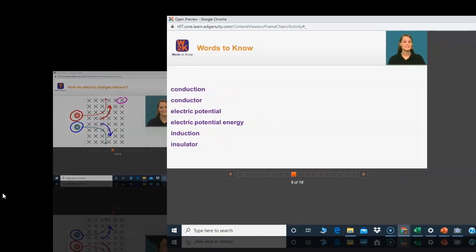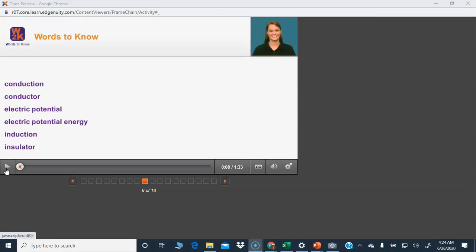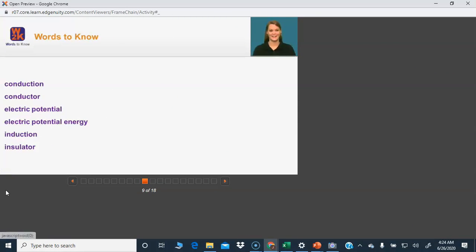Be sure to type these 6 important science vocabulary words into your e-notes and check your glossary for definitions. Stay on the lookout for these vocabulary words as you move through the lesson. Conduction, conductor, electric potential energy, induction, and insulator.